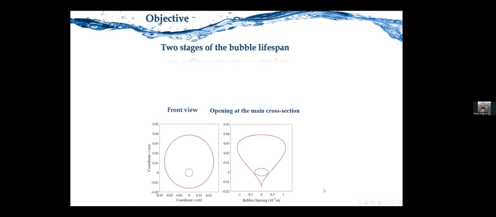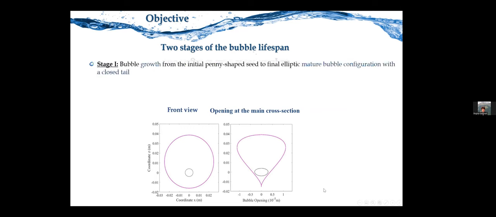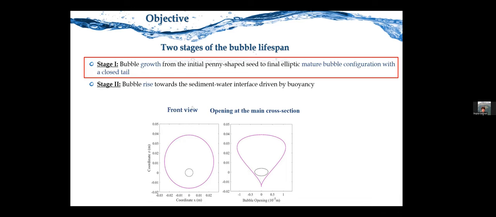So in general, there are two stages of the bubble lifespan. Stage one: the bubble grows from the seed to the final elliptic mature configuration with a closed tail, that you can see here. This is a mature configuration with a closed tail in the shape of an inverted teardrop. And second stage, the bubble rises towards the sediment-water interface driven by buoyancy. I will focus in this presentation only on stage one.